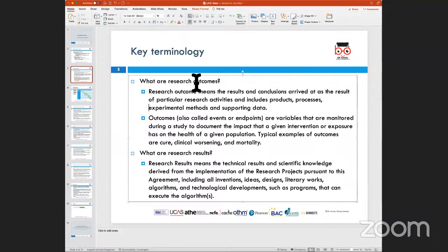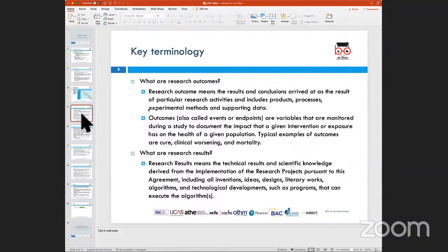Now, what are research results? These are technical, scientific results which come out of the experimentation that you have done and the series of activities that you've carried out, and they tend to relate to inventions, ideas, designs, or algorithms or programs that have been run or executed in order to come out with those results, which are then compiled as a report towards the end of your research.